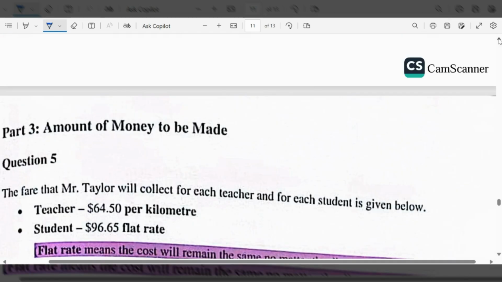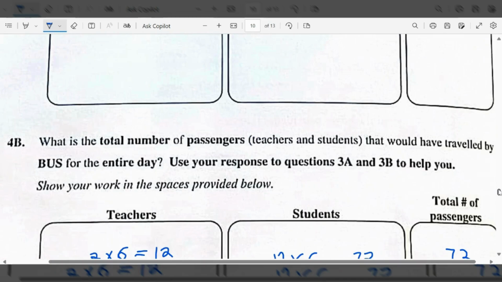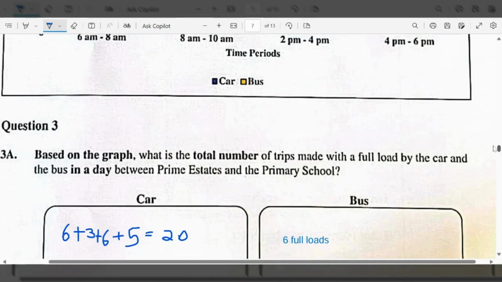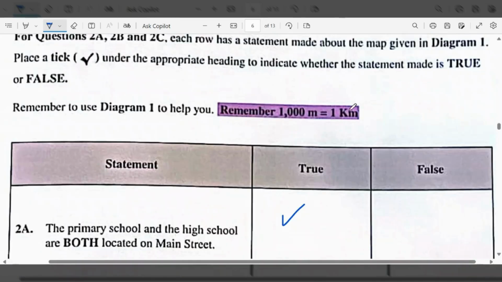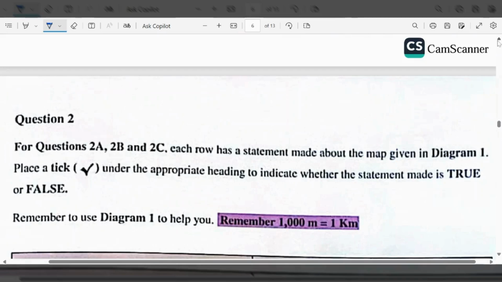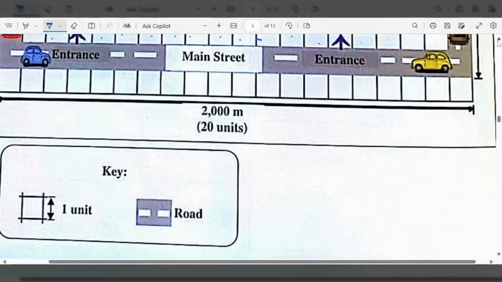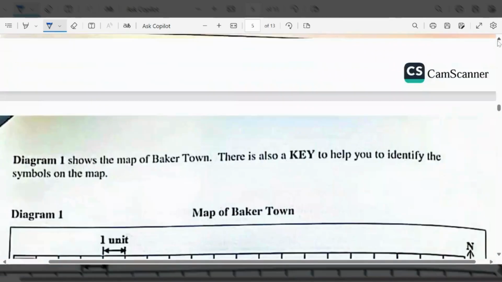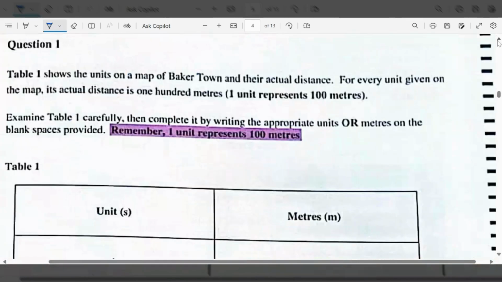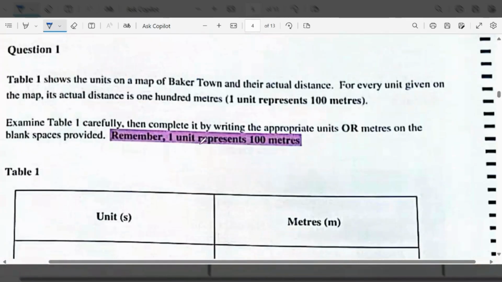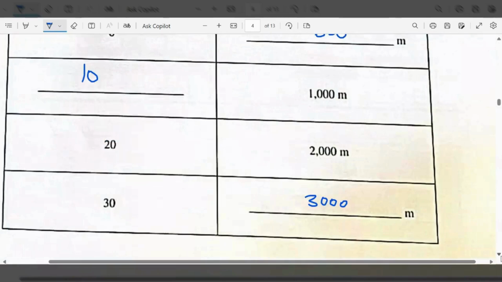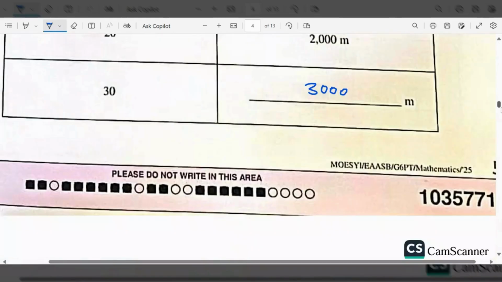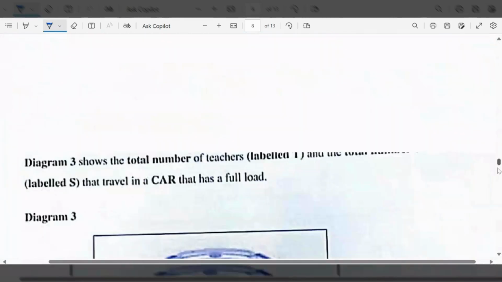Let's look back at the unit that we were given before. Let me just double check that it's correct. So one unit is, let's go back to the initial. One unit represents 100 meters. So 30 units is 3,000 meters. So we got it correct. And 3,000 meters is 3 kilometers.